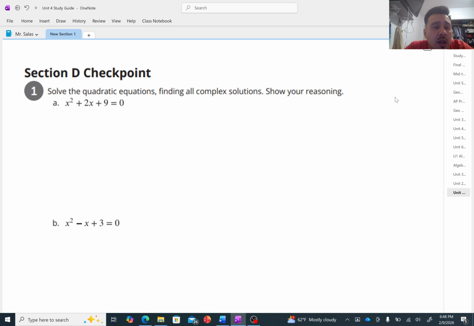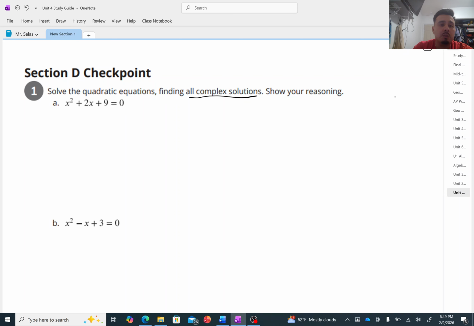So, for this, we have to solve the quadratic equations, find all the complex solutions, and show your reasoning. So, find all complex solutions. That means I'm working with imaginary numbers. And for the show your reasoning, all you have to do is show your work, okay? So don't worry too much about writing any explanation. It's just show your work.